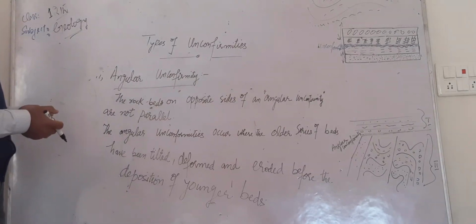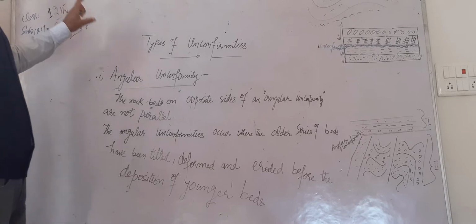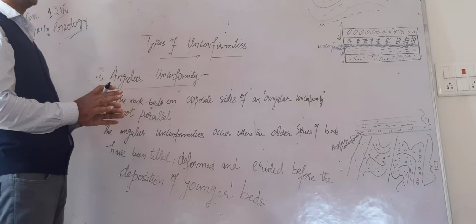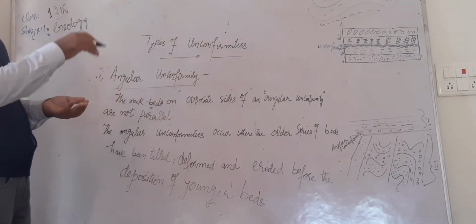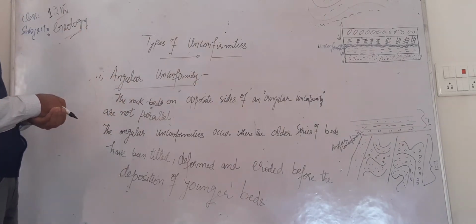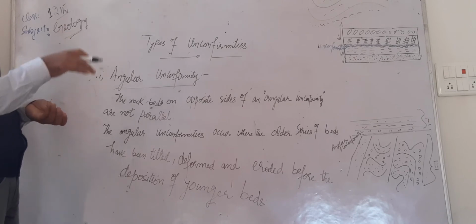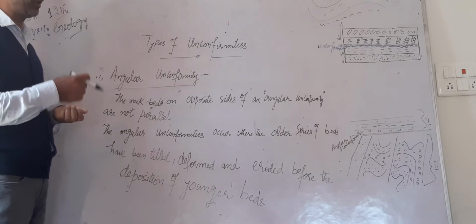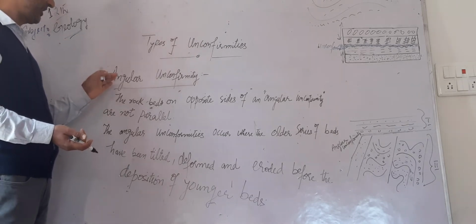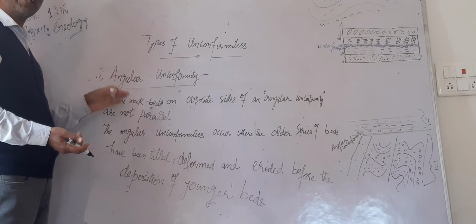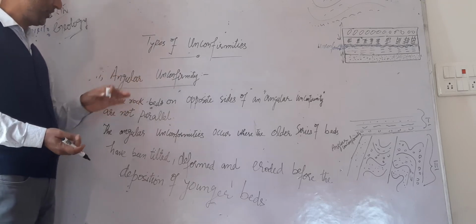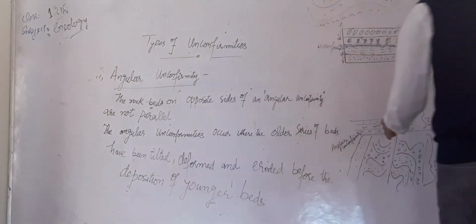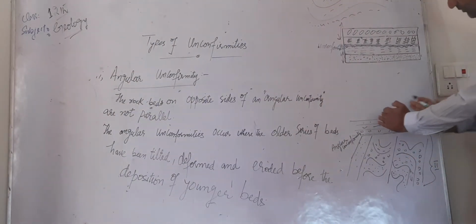In a simple way, if you try to understand, एंगुलर अनकन्फर्मिटी एक तरह की अनकन्फर्मिटी, एक ब्रेक होती है फॉर्मेशन ऑफ रॉक्स में, जिस तरह से सेडिमेंटेशन हो जाती है डिफरेंट रॉक्स की लेयर्स में, इसी तरह से जब ब्रेक आ जाती है उसको हम अनकन्फर्मिटी, जो हमने ऑलरेडी डिस्कस किया है, इसी तरह की एक टाइप की अनकन्फर्मिटी है एंगुलर अनकन्फर्मिटी, जब रॉक बेड्स अपोजिट साइड्स में बनने शुरू हो जाते हैं in an opposite manner.